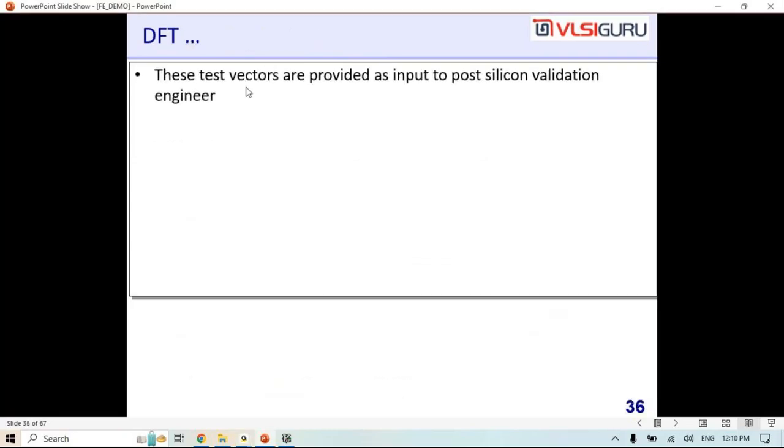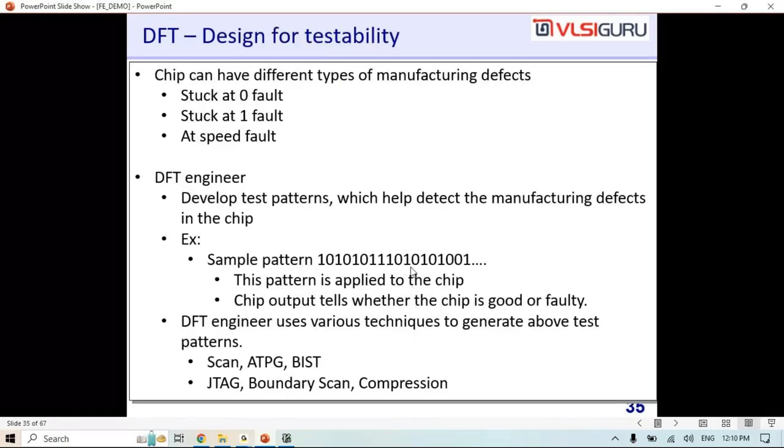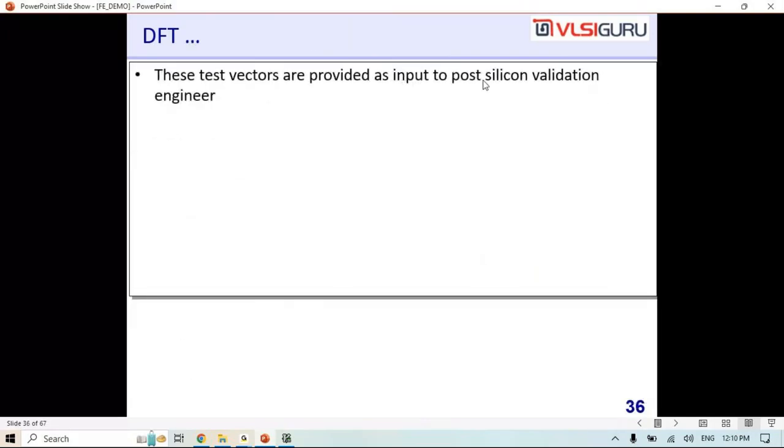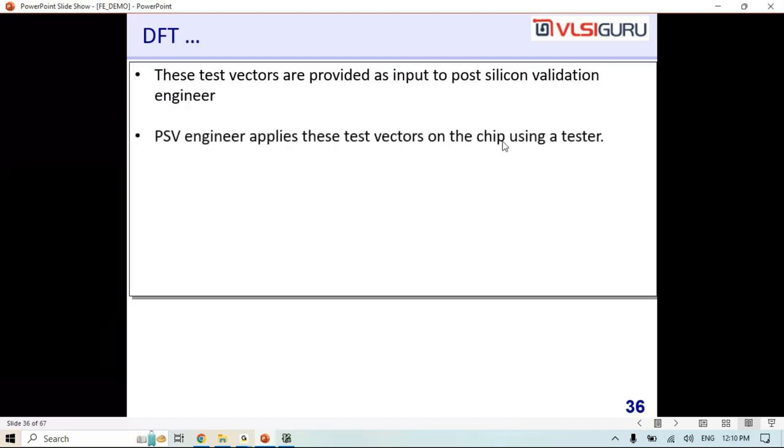So these test vectors, what are the test vectors I spoke of? Something like this. Some long series of numbers are given as input to whom? The post silicon validation engineer. There is a person in the team called the post silicon validation engineer. What does he do? He applies this test pattern to the chip and tells whether the chip is good or bad.